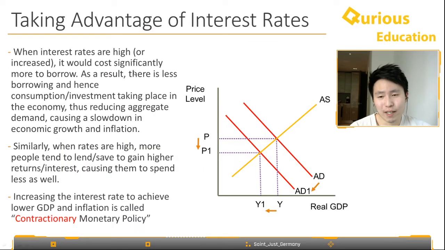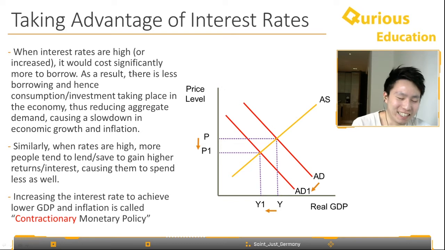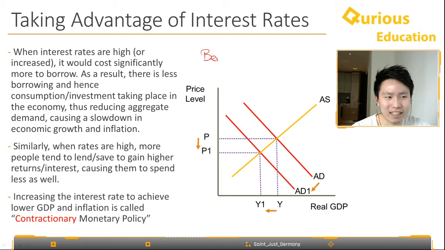So let's try to take advantage of interest rates. Let's assume that you can't be Boris Johnson or Theresa May because they don't determine the interest rates. Okay, let's say if you're Ben Bernanke, something like that. So that's like the US central bank.